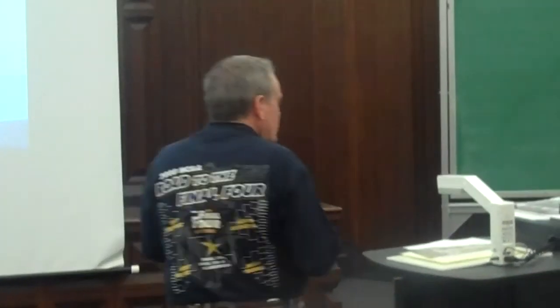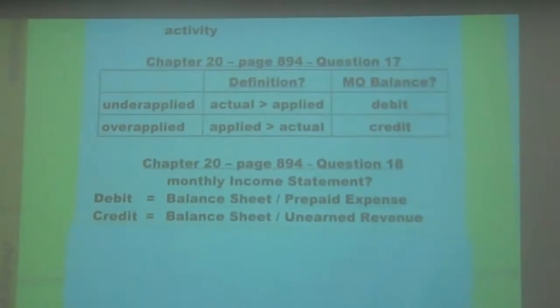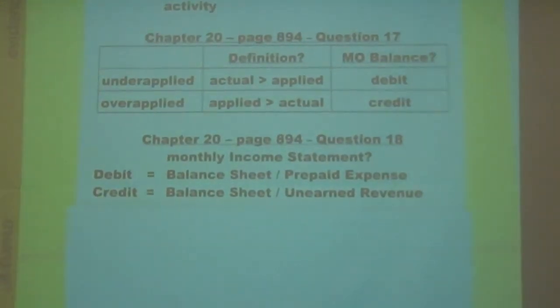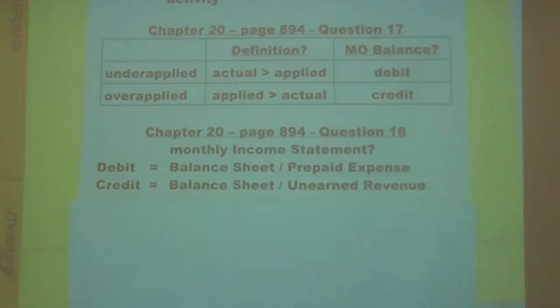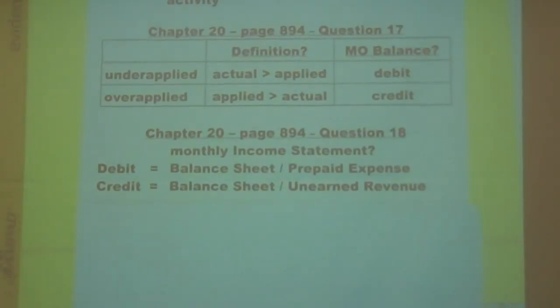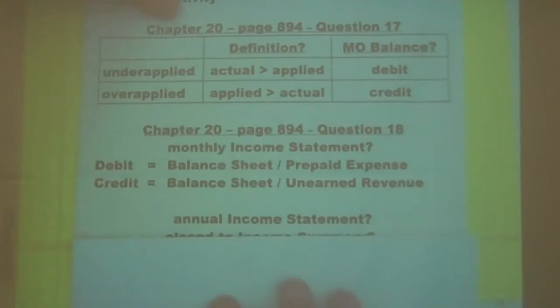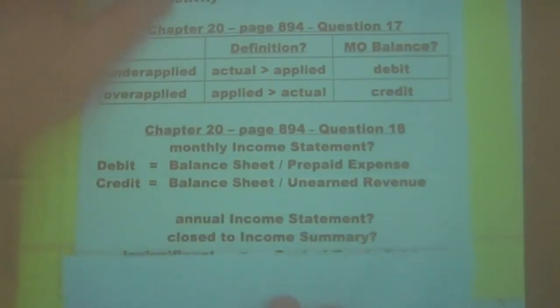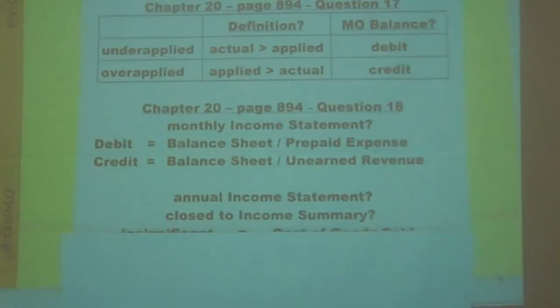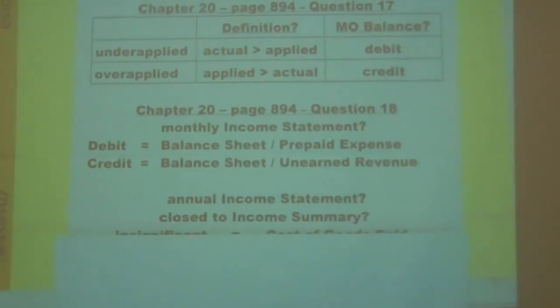Have we answered the question as the book posed it for question 20? Let's glance. Question 20 says, where does it go on annual financial statements? And there's my answer. On monthly financial statements, it goes on the balance sheet among the expenses or among the revenue, depending on its balance, just debit or credit. The question in the book was, where does it go on an annual financial statement? Is it closed to income summary? That's the question that was asked in the book. I ask you now. Is it closed to income summary?